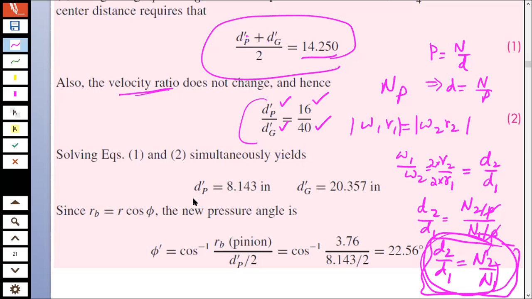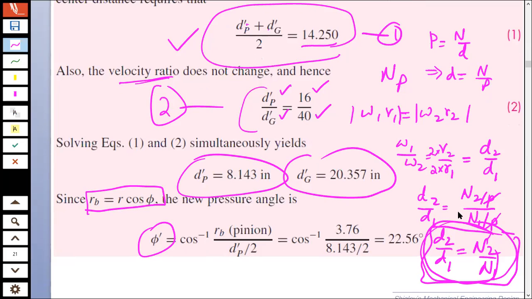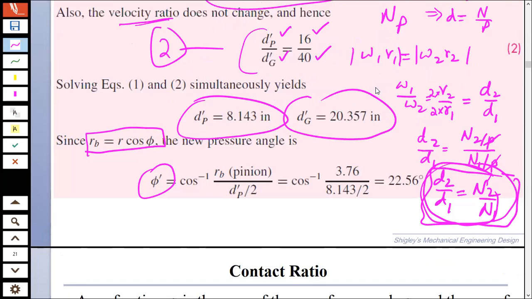So I have two equations, equation 1 and equation 2. I can take these two equations and find the values of dp dash and dg dash from here. I can also find phi dash, which will be cos inverse of rb pinion divided by dp dash over 2. This is the same equation we used before, that rb is equal to r cos phi. Do you have any question here?